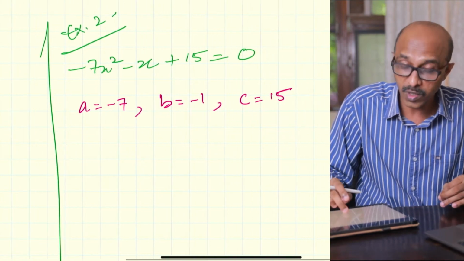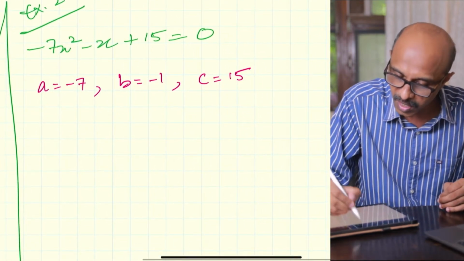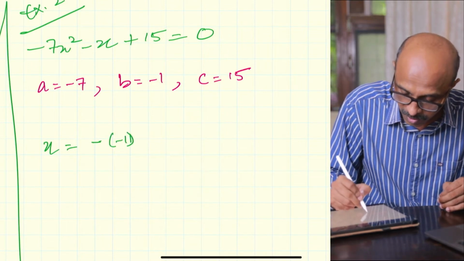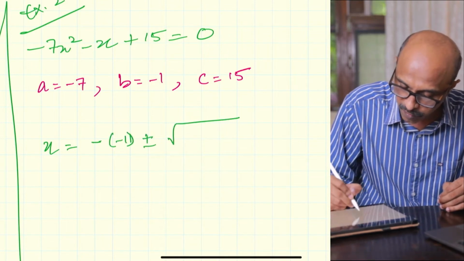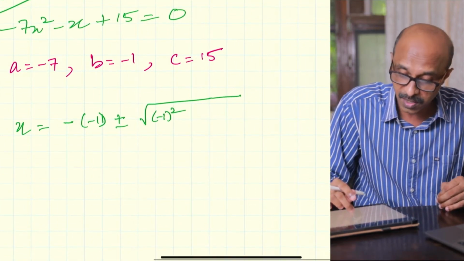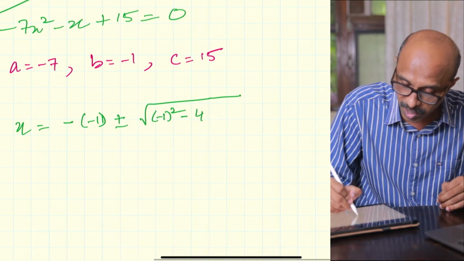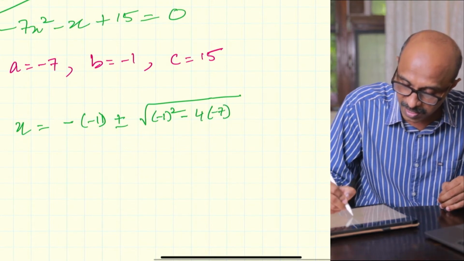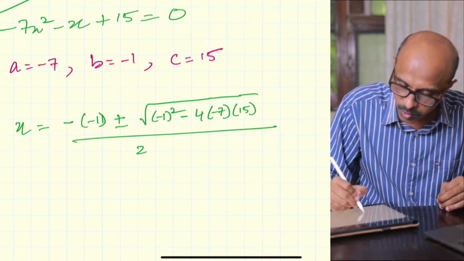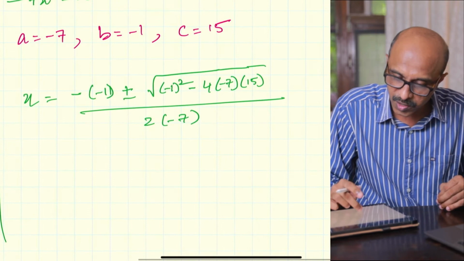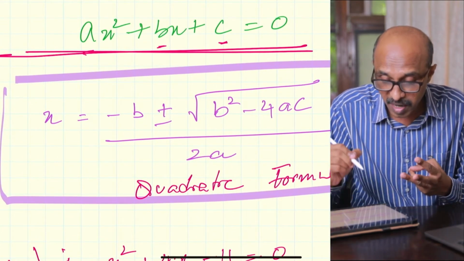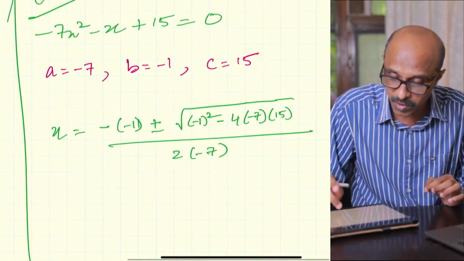We are using the quadratic formula in this video. So x would be equal to negative b, so it's the negative of negative 1, plus or minus the square root of b squared, so it's negative 1 squared. Be careful how you're using these numbers. Minus 4 times a, which is negative 7, and then there's a 15 there. The whole thing divided by 2 times negative 7. I like to write it down this way so that your teacher can see that you have identified a, b, and c correctly, and you've made the correct substitution into the quadratic formula.